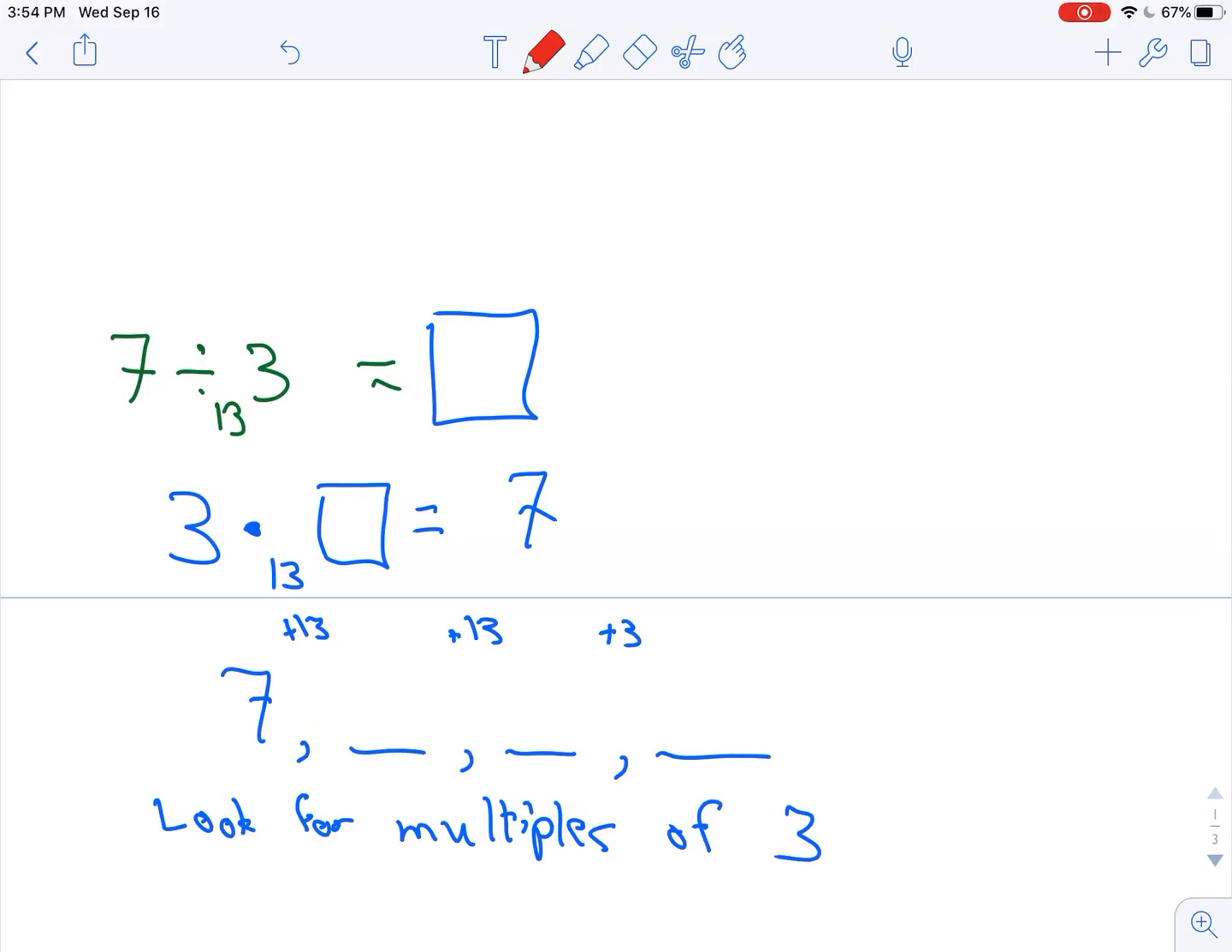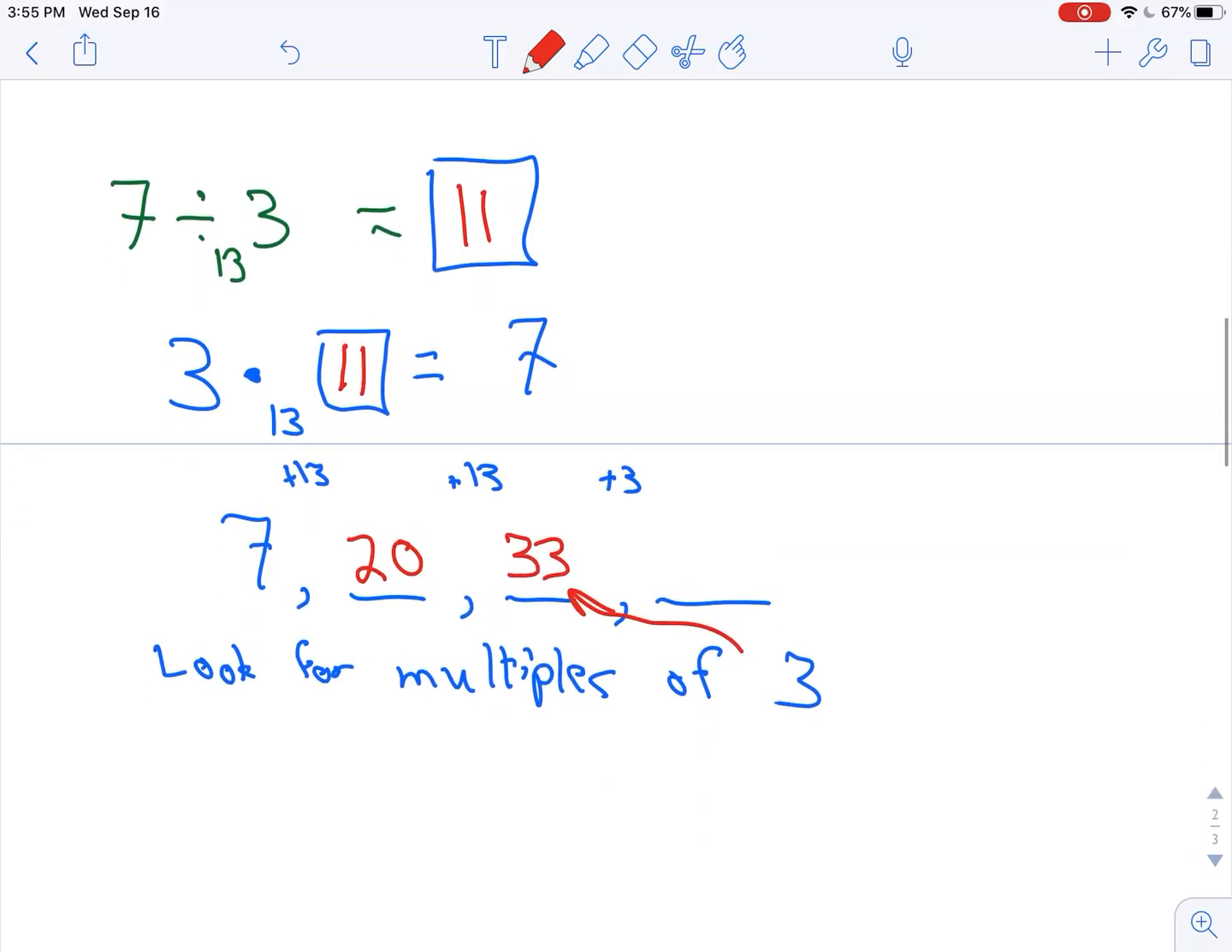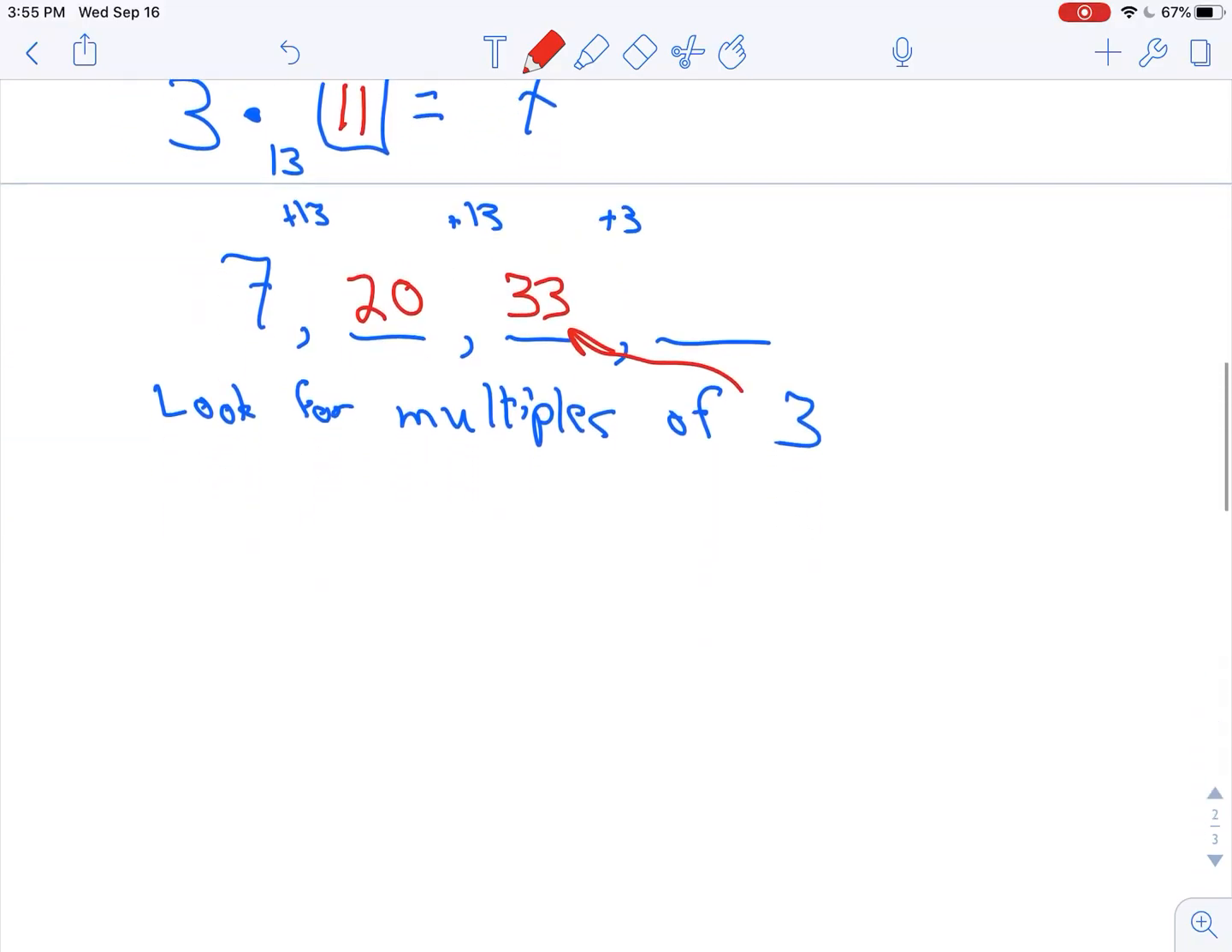So in this case, if I'm taking a look at this, 7 plus 13 is going to be 20, okay. 20 plus 13 is 33. I think I found my multiple of 3. It's going to be 3 times 11 gets me to 33. So I'm going to write 11 in the box, which I know this works because it is an element of mod 13.